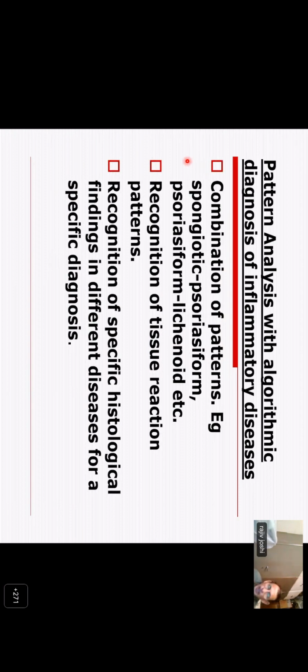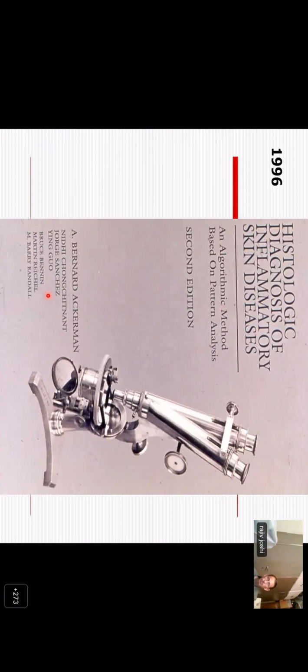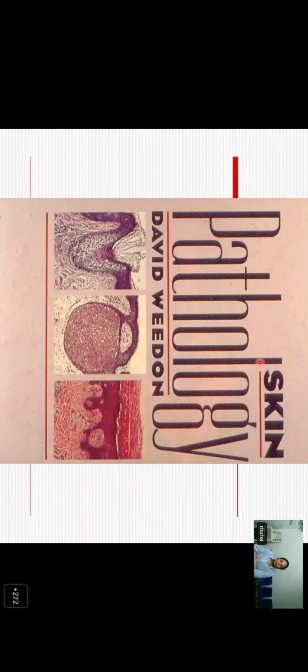So pattern analysis with algorithmic diagnosis of inflammatory diseases, basically you get combination of patterns. Then as time went by, different authors started contributing their own work. So they started talking about tissue reaction patterns and recognition of specific histological findings in different diseases for a specific diagnosis. In 1996, Ackerman had his second edition. This was a totally different textbook called the silver book. At the same time, in 97, David Weedon, a very respected dermatopathologist from Australia, published his book, and this has now become a very standard reference book in dermatopathology.